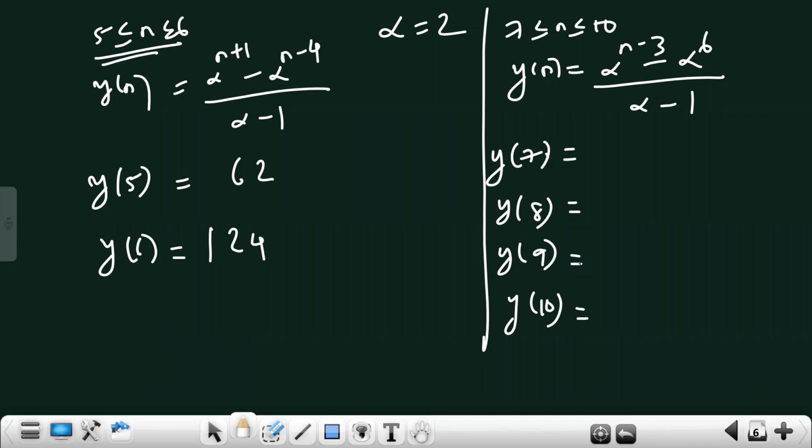Sir, y of 7 is minus 48. I don't have the answer, but I guess it is positive, not negative. So y of 7 is minus 48? How many of you have got the same answer? Let me know.